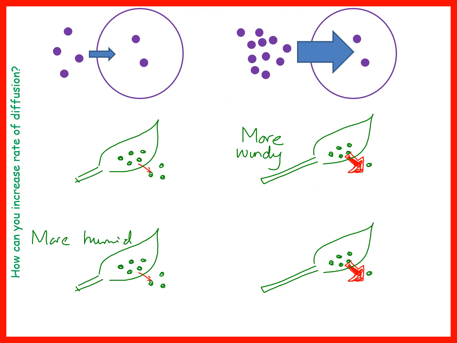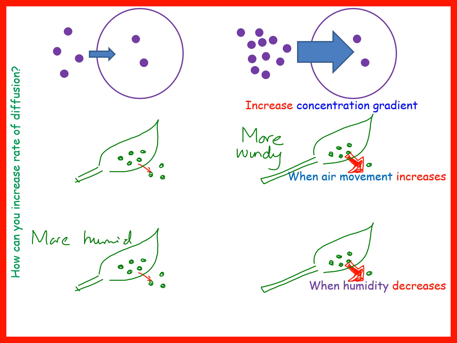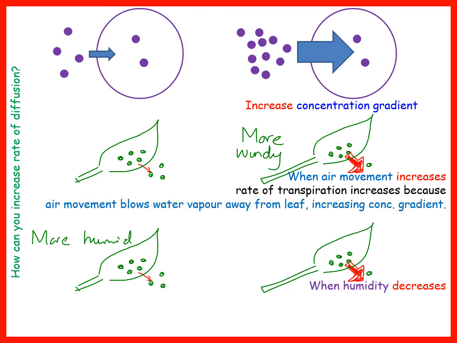Using those ideas, we could discuss wind and humidity again. We can see that increasing the concentration gradient increases the rate of diffusion. So when there's air movement that's increased, or when it's more windy, the wind will clearly blow the water vapor away from the leaf, and when it blows it away from the leaf, that means there's going to be a bigger difference inside the leaf and outside the stomata. So you're increasing the concentration gradient, and that means the rate of transpiration increases.